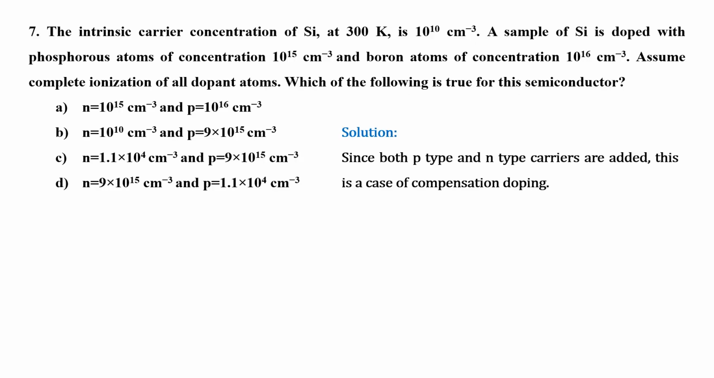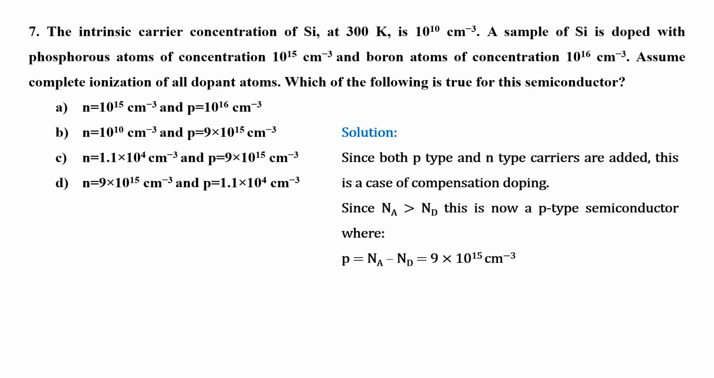Okay. So here both p and n type dopants are added. This is something known as compensation doping. If you see here, the concentration of Na, the acceptors, is greater than Nd, therefore we can say that since Na is greater than Nd, it is a p-type semiconductor. That is because the p-type boron atoms are 10 power 16 and the n-type phosphorus atoms are only 10 power 15. 10 power 16 is greater than 10 power 15, which means it has become a p-type semiconductor. In p-type, the excess of p-type carriers is given by Na minus Nd, that is 10 power 16 minus 10 power 15, that is 9 into 10 power 15.